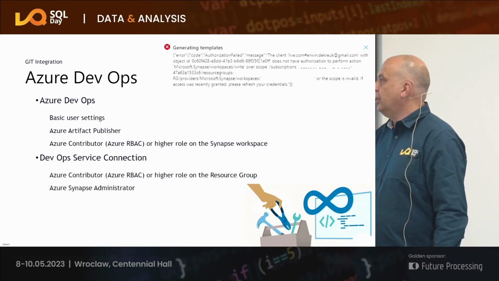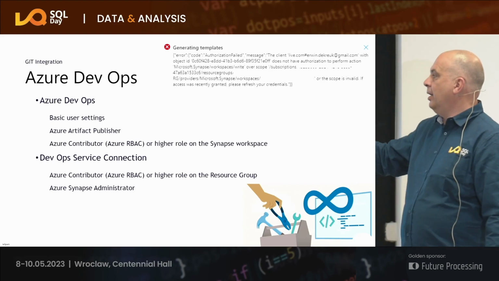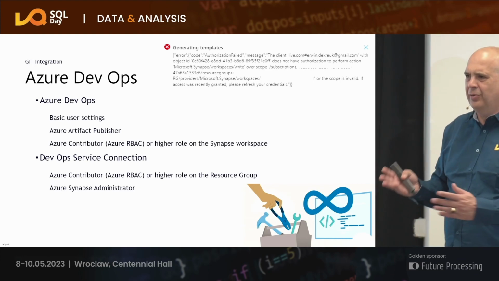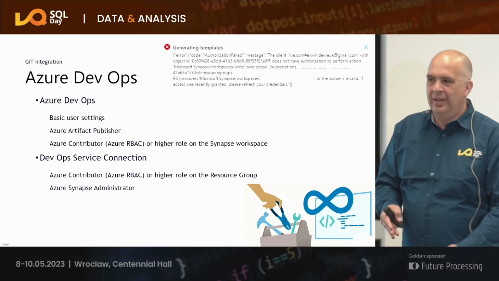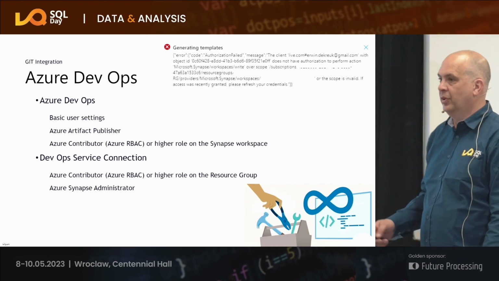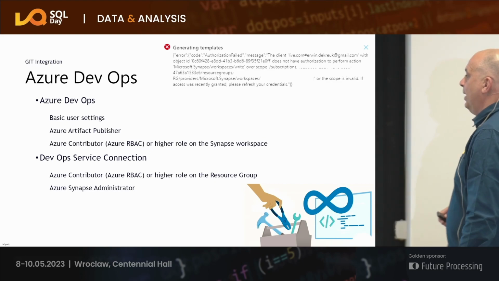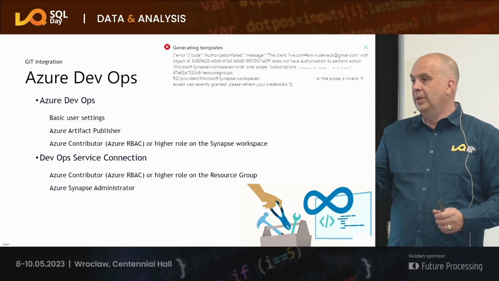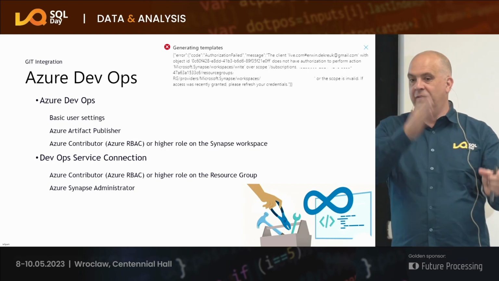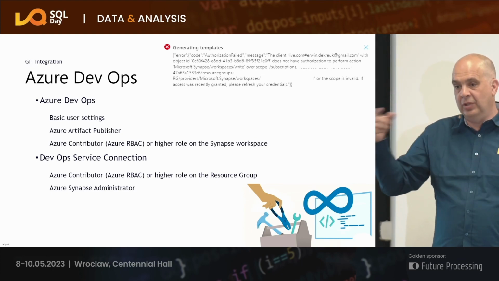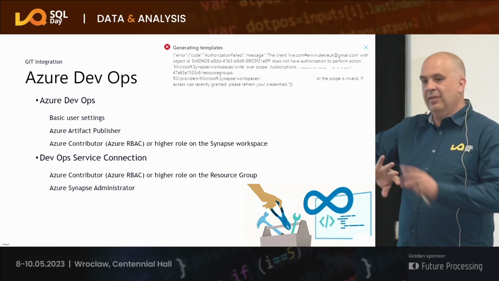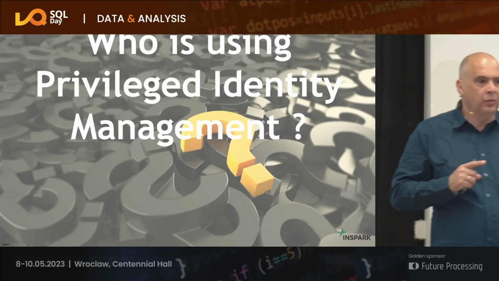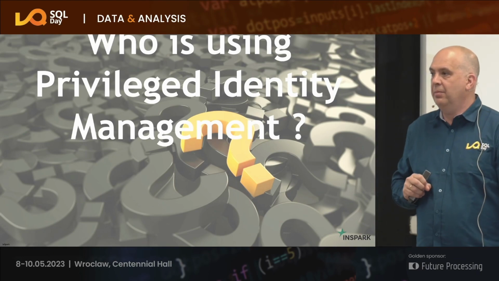And then you have the DevOps service connection. What I already said, use service principals or managed identities. I think there is now a new functionality that you can use managed identities in DevOps to your Azure environment. That was released last week. And you need to be the Azure Synapse administrator. So what I normally do is add my service principal directly to my Synapse Workspace for development, test, acceptance, and production. You can use different service connections, but then give them all the rights because nobody can log in with it. So the next thing is, who is using privileged identity management?